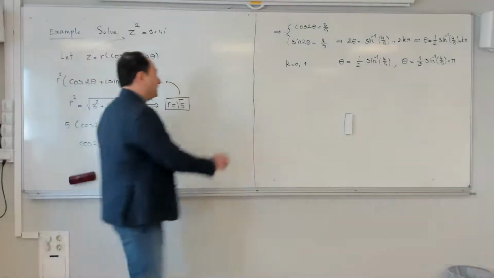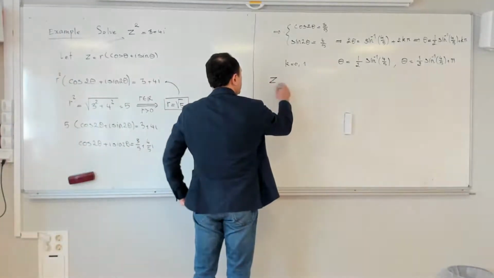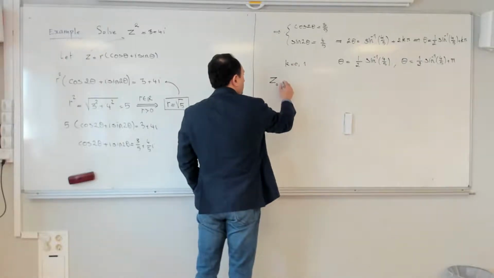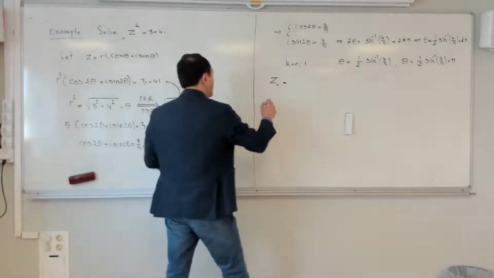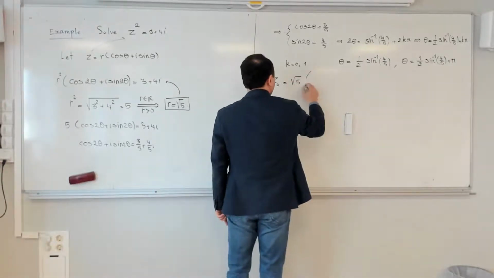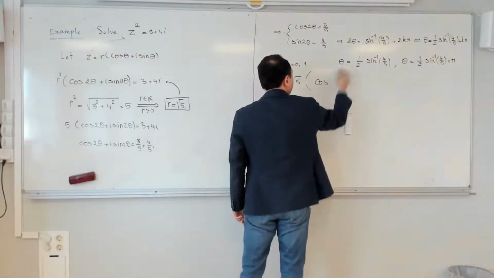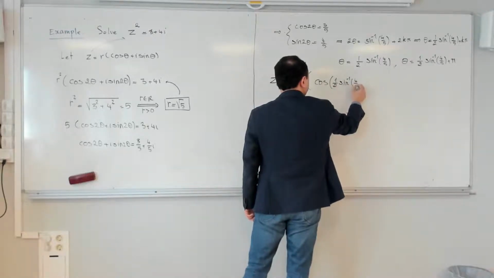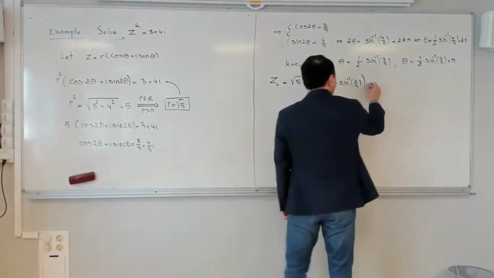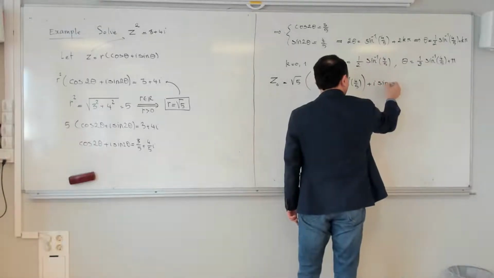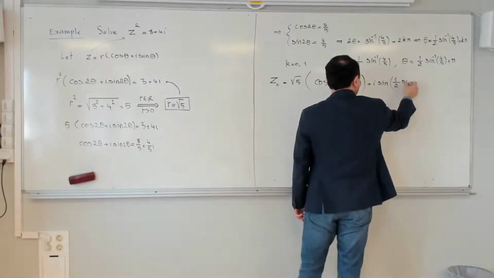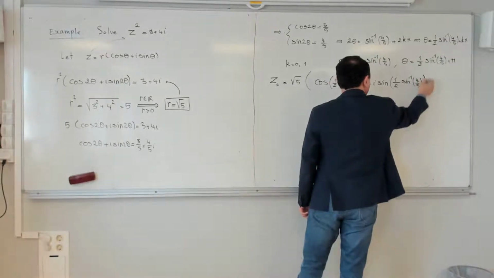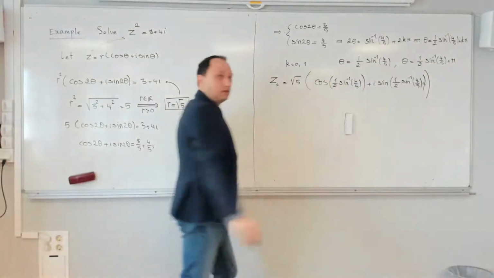Okay, and then you need to plug them back into this equation and find your z. So for example, I will have 2 values of z. Let me write z naught for this 0. So r is square root of 5. So you see what's happening. Then I will have cosine of this angle, plus i sine of that angle. This is your solution.